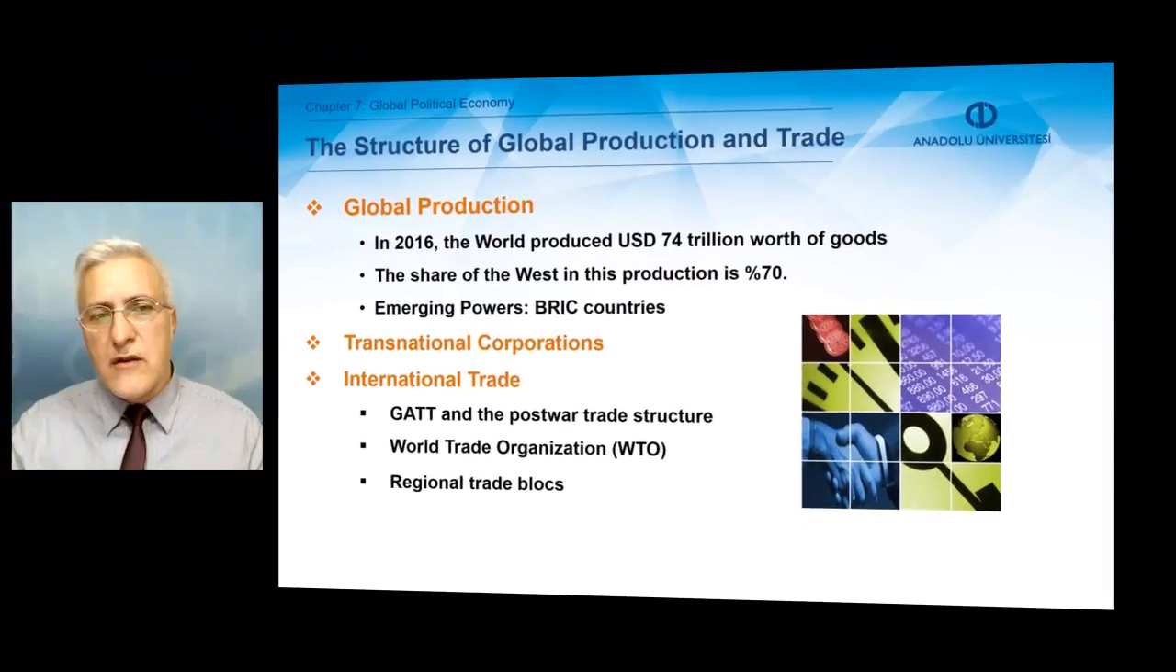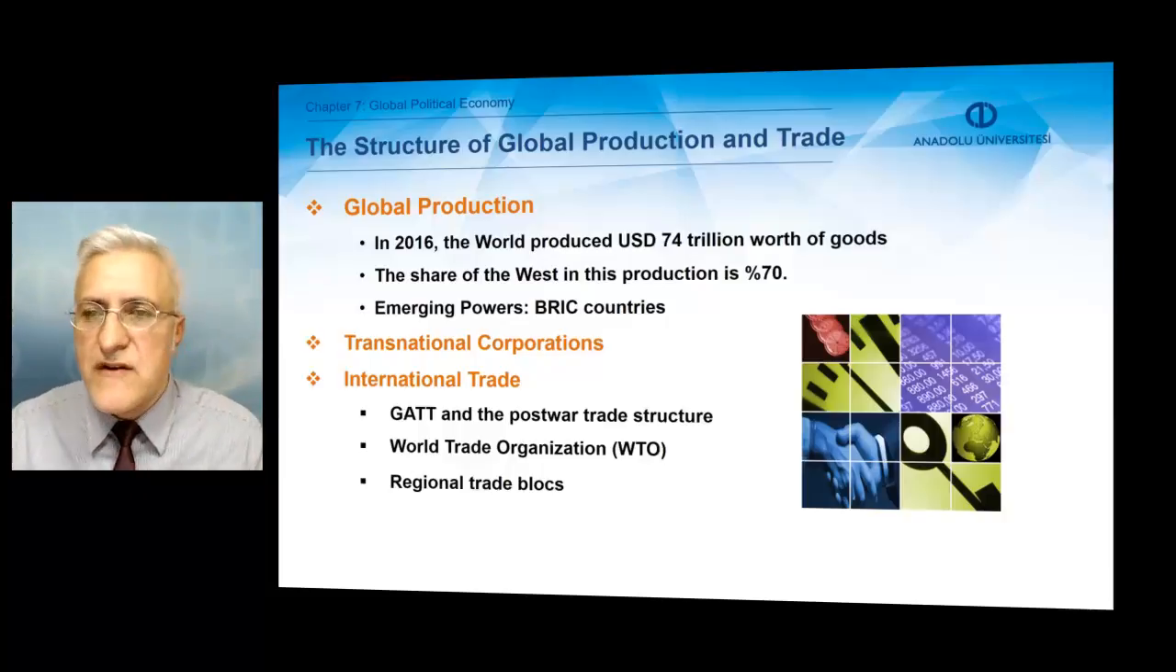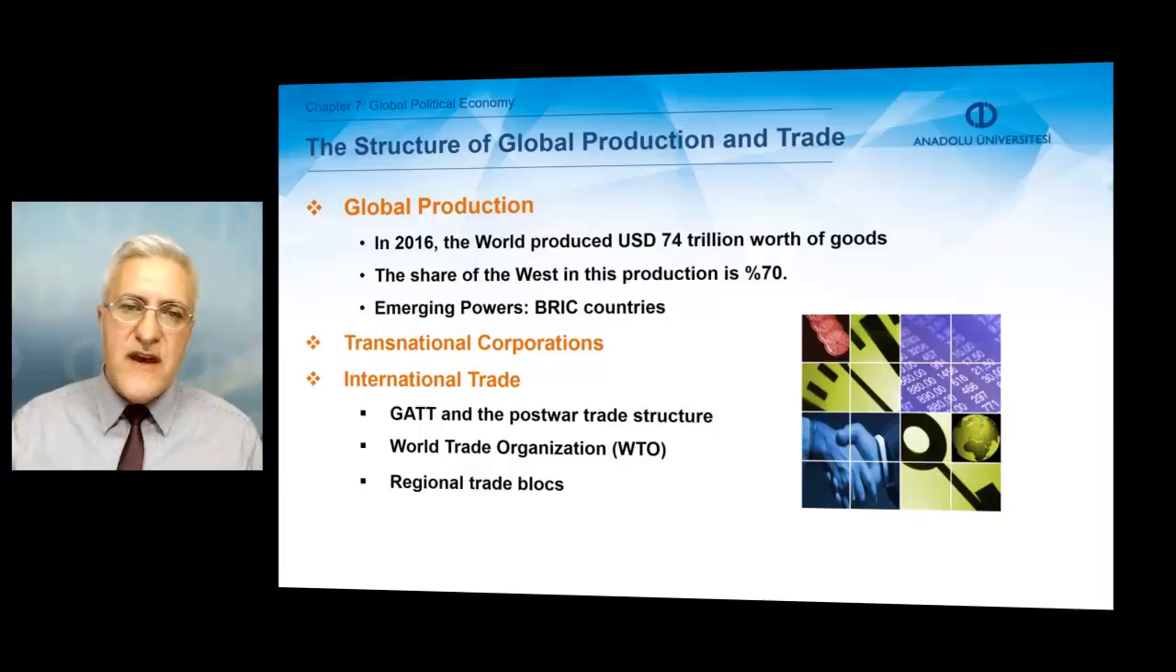And let's look at the structure of global production and trade. First of all, according to 2016 data, the world produced around 74 trillion dollars worth of goods, and the share of the West in this production is almost 70%, which means the West is still very influential in producing the world's products in 2016. However, there are some emerging powers in the world economy, and the most important of these countries is the BRIC countries, which means Brazil, Russia, India, and China. The chapter reviews then transnational corporations and then moves on to analyze international trade.